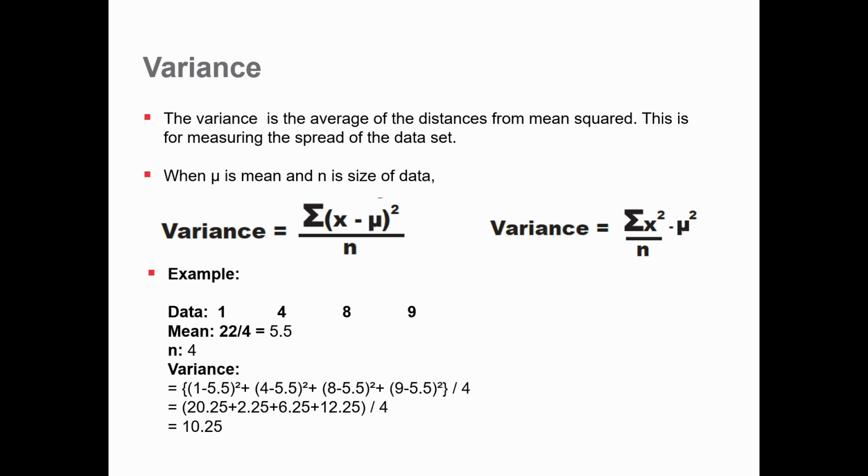But here is a problem. When you calculate the variance, the resulting value lies outside the data, right? Here we got the value of 10.25, but actually the data has only a maximum value of 9. So the problem with variance is you cannot really measure how dispersed your data is from each other.